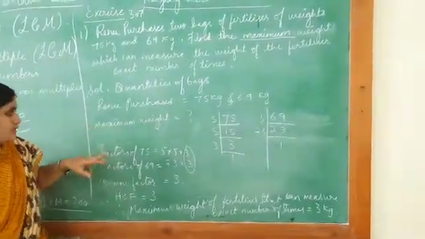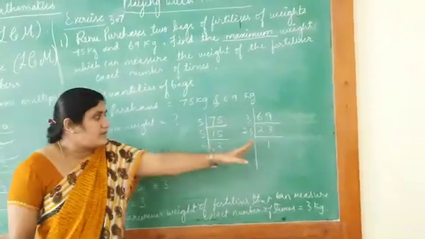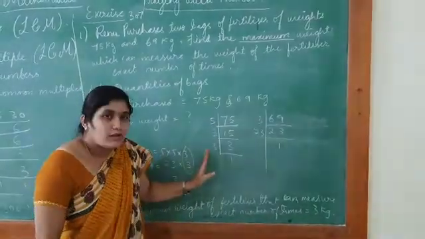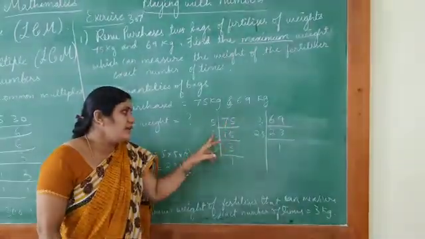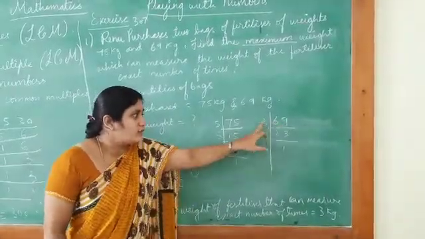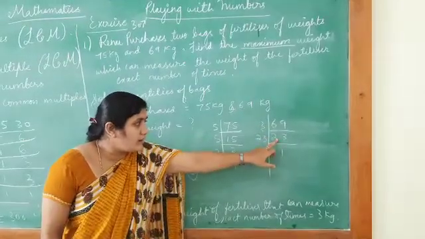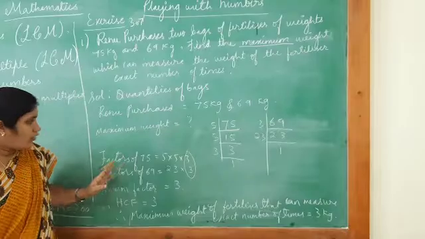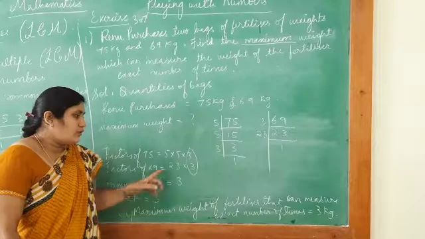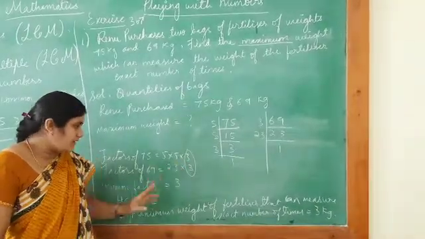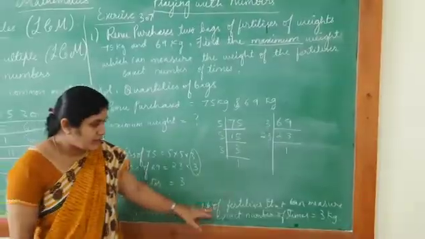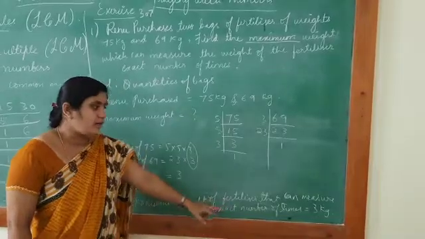So what we are doing here is considering these 2 numbers, 75 and 69, and taking out the HCF. 5 15s are 75, 5 3s are 15, 3 1s are 3, 3 2s are 6, 3 3s are 9. So 23 can't be divided by any number, so 23 1s are 23. Now write the factors. 75 is equal to 5 into 5 into 3. Factors of 69 is equal to 23 into 3. Common factor is 3. So common factor is only 3, no need to multiply. HCF is 3. Therefore, the maximum weight of the fertilizer that can measure exact number of times is 3 kg.